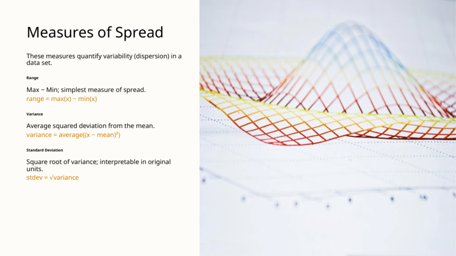Then there's the range, which is the simplest measure of spread. It's just the difference between the maximum and minimum values in the data set. While easy to compute, it gives a quick sense of how spread out the data is. All these measures, standard deviation, variance, and range, help us quantify the variability or dispersion within our data. Understanding these concepts is crucial because they give us insight into how consistent or diverse our data points are, which is essential for making informed decisions based on the data.